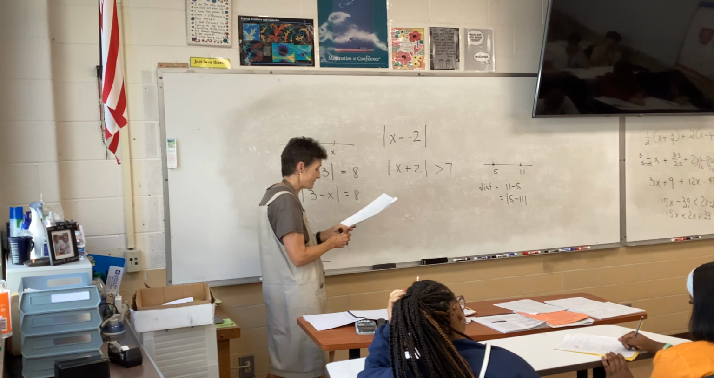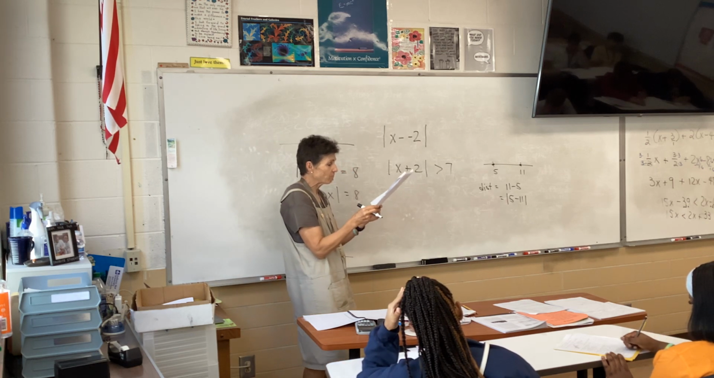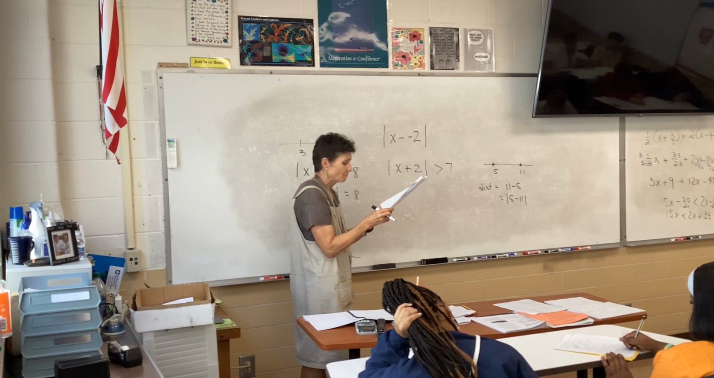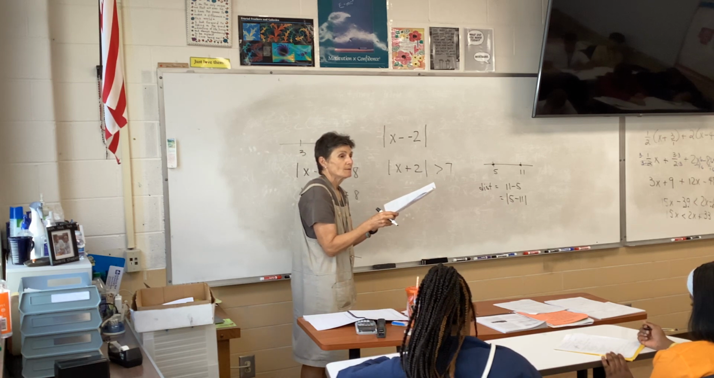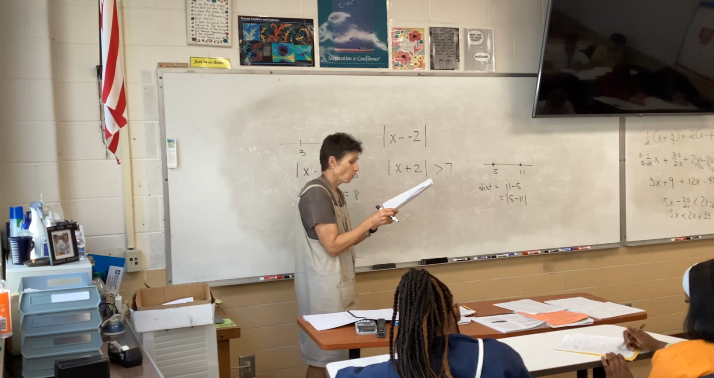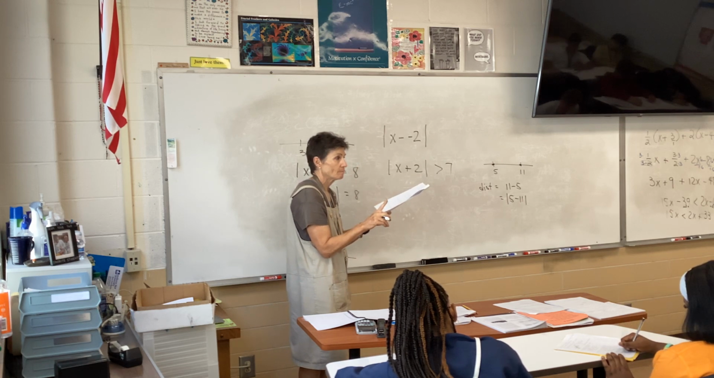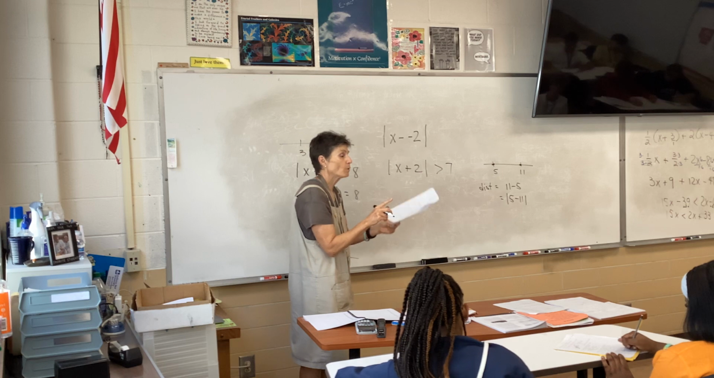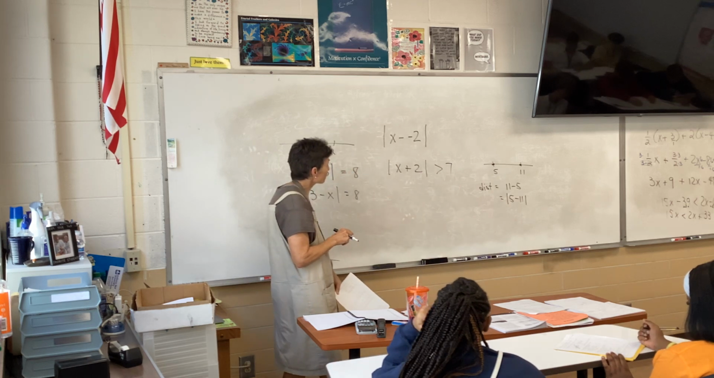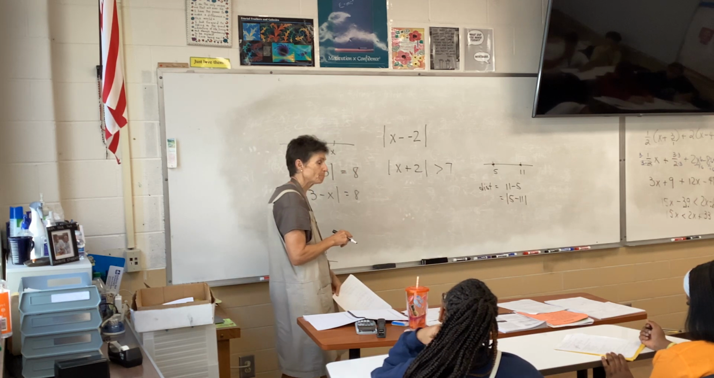All right, see if you can do C. The distance between 4 and x is 12. Oh, yeah. Could I write that negative 2 minus x? Mm-hmm. Yep.